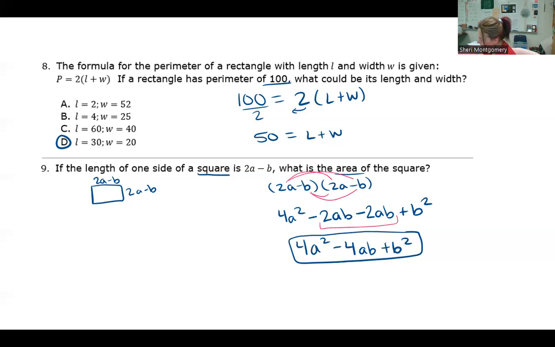The very last question is basically the same thing. It gives you one side of a square. And it's asking the perimeter. So all you're doing is adding things up.